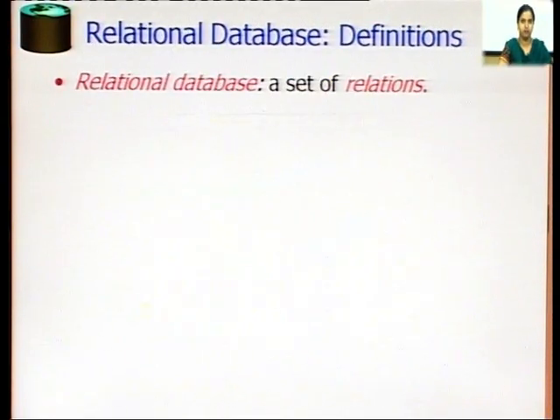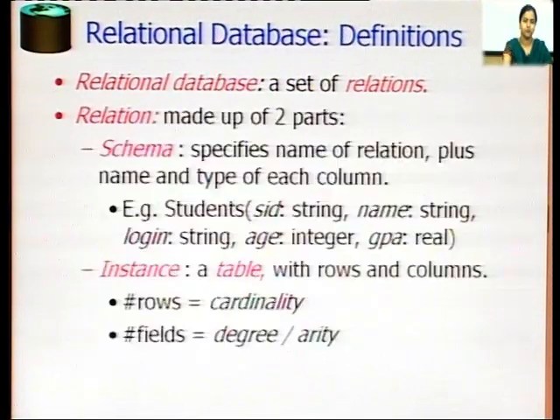Now in revision terms, a relational database is a set of relations, and a relation is made up of two parts. The one is schema. Schema is what? Description of the relation. Schema specifies the name of a relation plus the name and the type of each column. Like here you see Student. Student is a relation. SID, student ID, is of string type, meaning character type. Name, character type. Login, character type. Age, character type. Then GPA, that is real type.